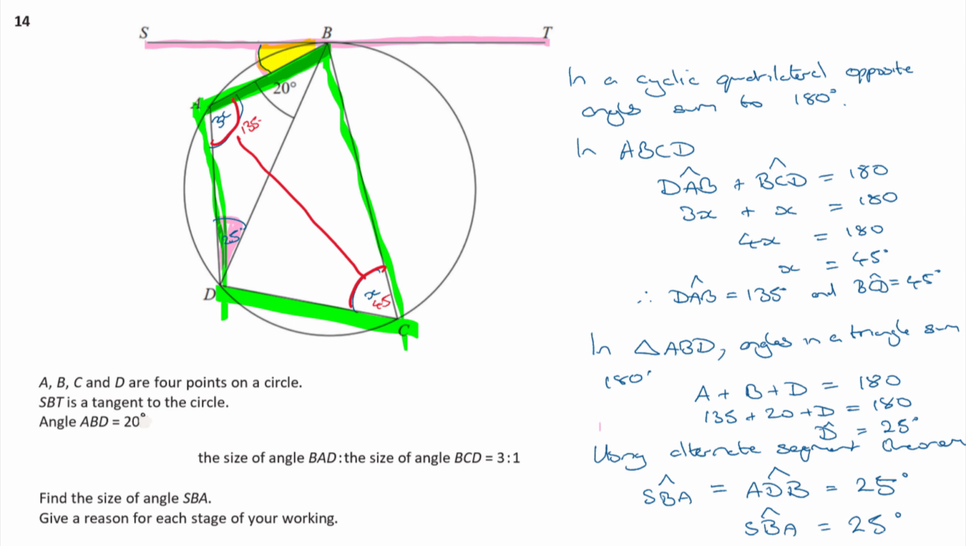So I used the cyclic quadrilateral first to find those two angles. Once I had those, I could use angle in a triangle to find D, and once I had D, I could use the alternate segment theorem to find SBA. Okay, it worked out in the end. Good, let's move on.